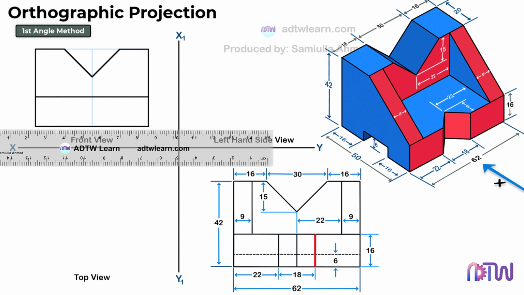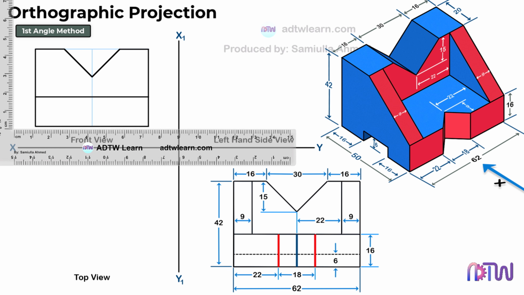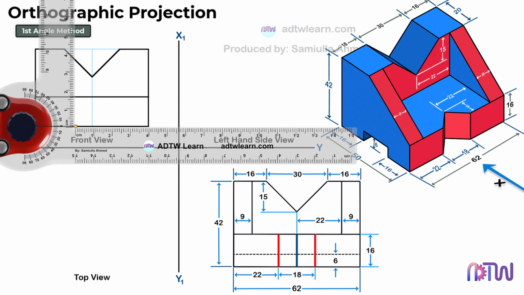We can see the distance between these lines is 18 mm, which means each of these lines is 9 mm away from the center. Take a drafter, mark points at a 9 mm distance from the center, and draw the vertical lines from these points up to this horizontal line.